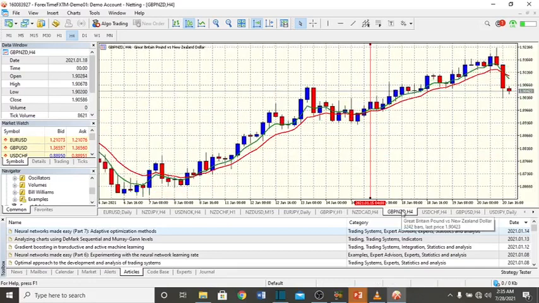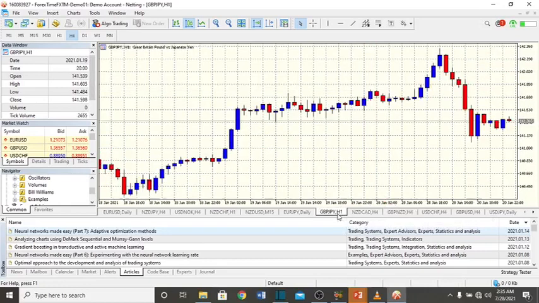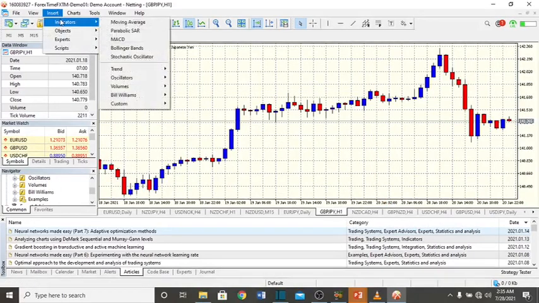So alright, let's try another set of indicators. Let's try another different currency pair. Okay, let's try the GBP JPY 1 hour. So let's try which indicator we are to use. Let's see.